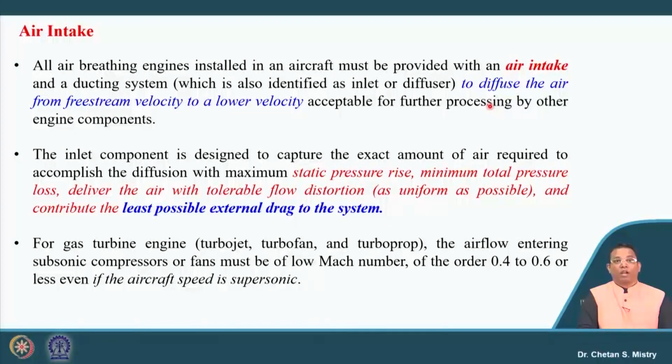We will see what all these terminologies are, because this is very important to understand in terms of analyzing our cycle. For gas turbine engines, mainly turbojet, turbofan and turboprop engines, the compressors and the fan need to have an entry Mach number in the range of 0.4 to 0.6, or maybe sometimes it depends on the kind of compressor we have.